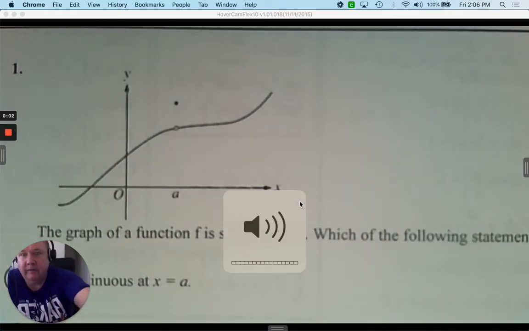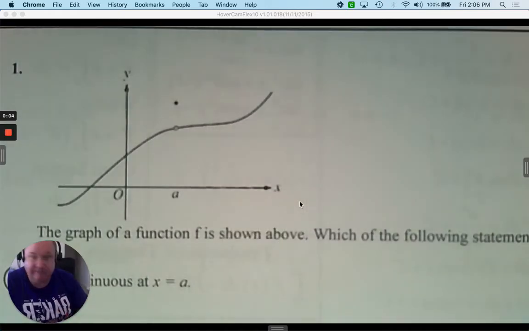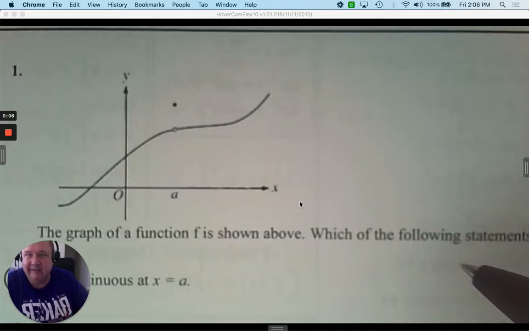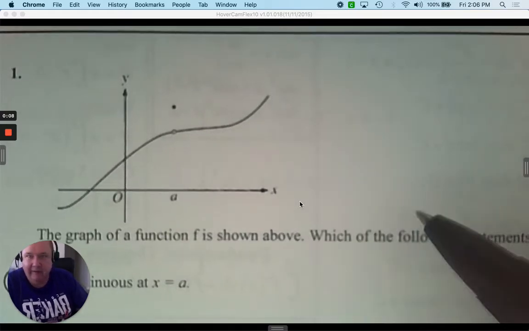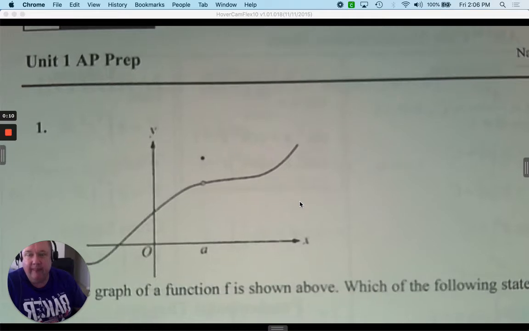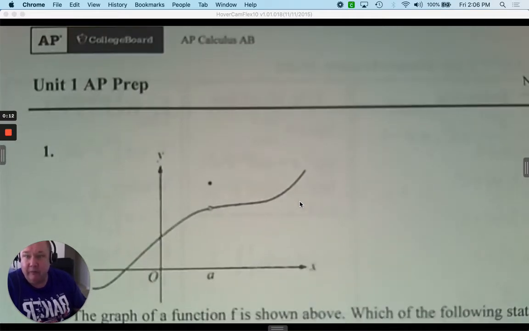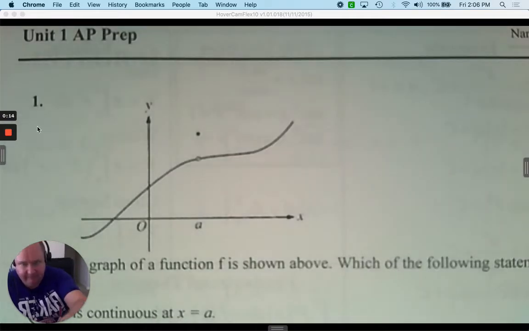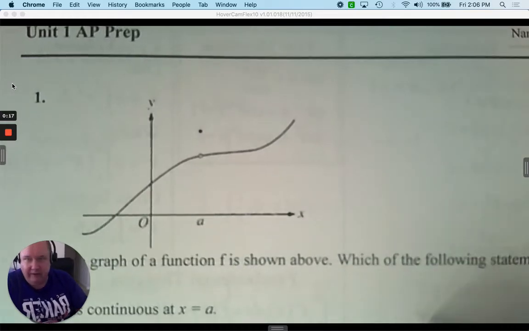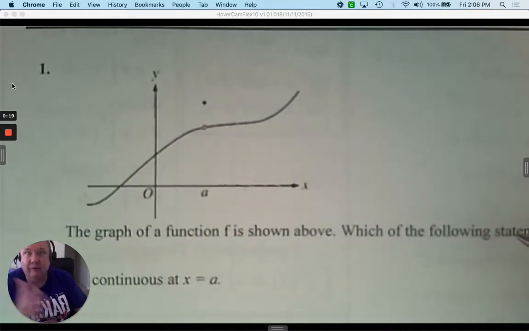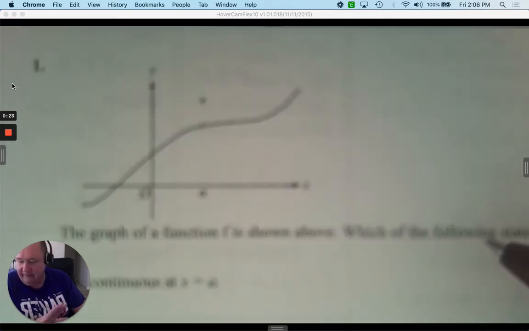All right, this is the start of our AP prep, and it's what's considered Unit 1 on the College Board. These questions all come from College Board to help review each part of calculus. The first part of calculus is limits, derivatives, integration. And the first part is understanding limits and continuity.